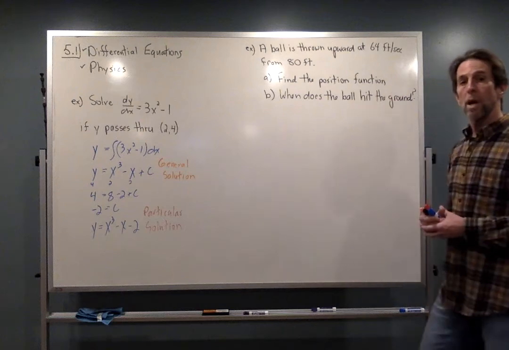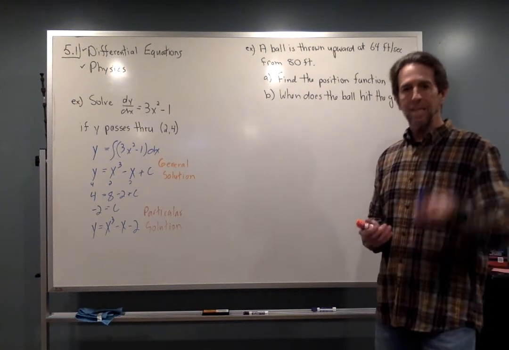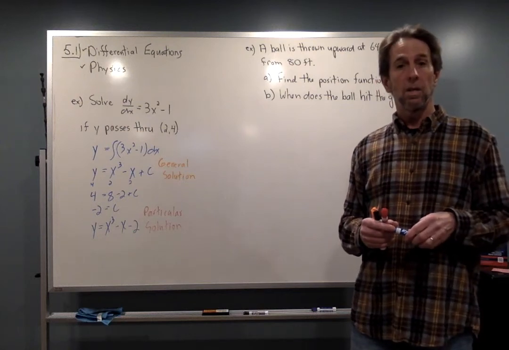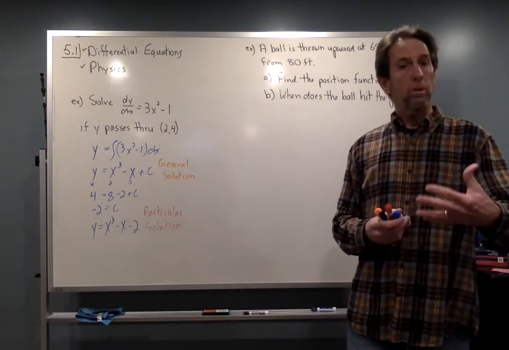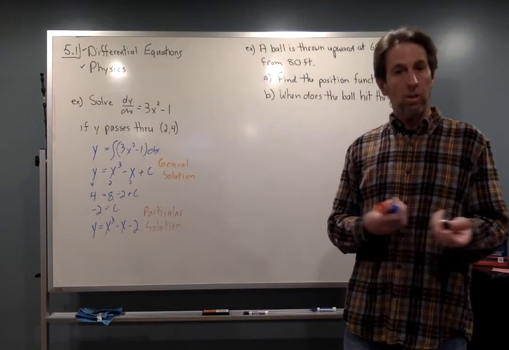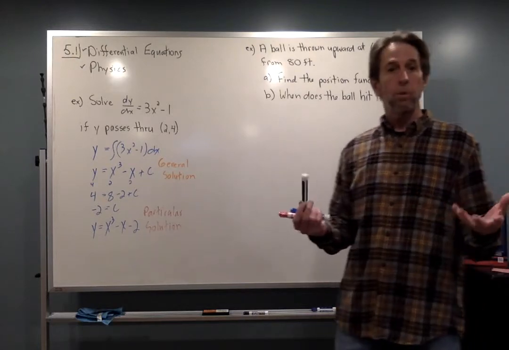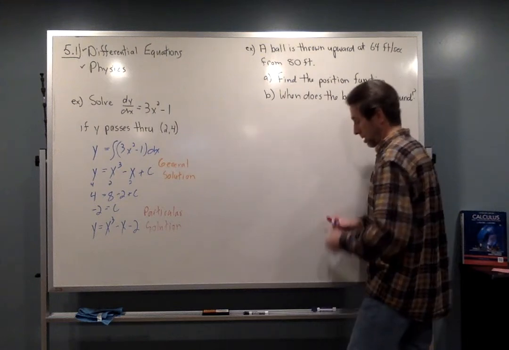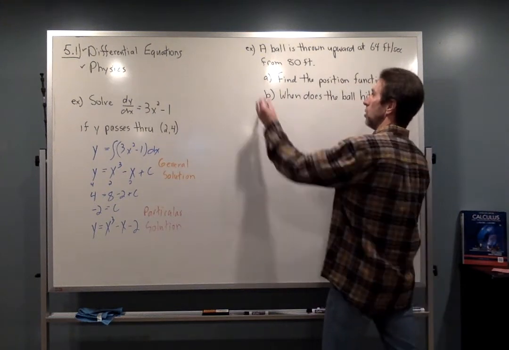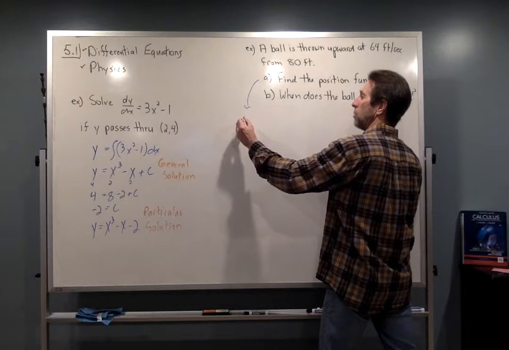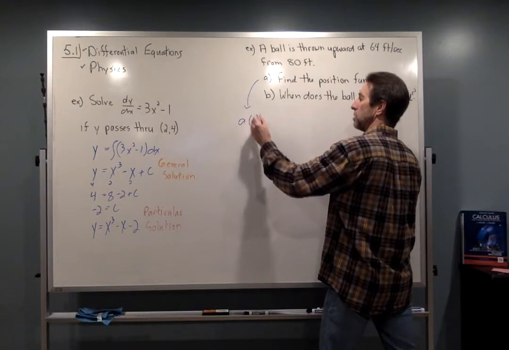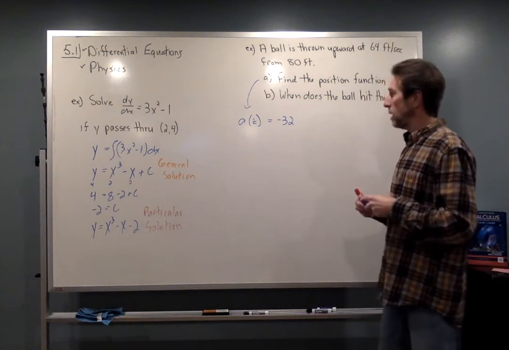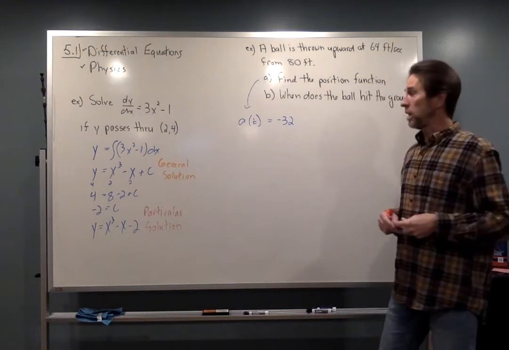The situation is we have a ball that is thrown upward at 64 feet per second from an initial height of 80 feet. Now, one thing that we would always be told is what the gravity is, and on Earth, in terms of feet per second squared, the acceleration would be negative 32. So to do part A, I'm going to start with my acceleration function. And I know that's negative 32. I don't need the units. I can take care of those later.